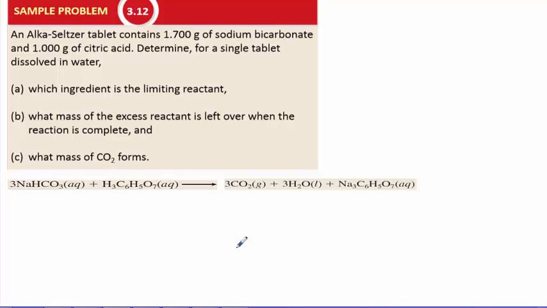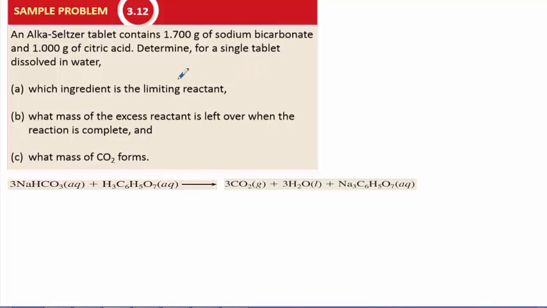In this video, we'll be talking about how to do a limiting reactant problem. A limiting reactant problem can be recognized by a stoichiometry problem where you're given amounts of two different reactants and asked for the amount of the product.